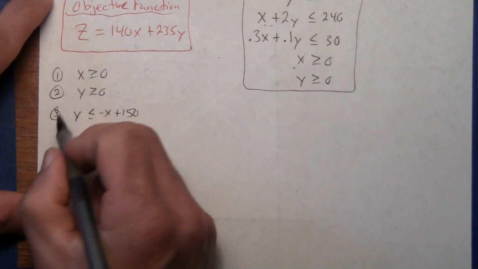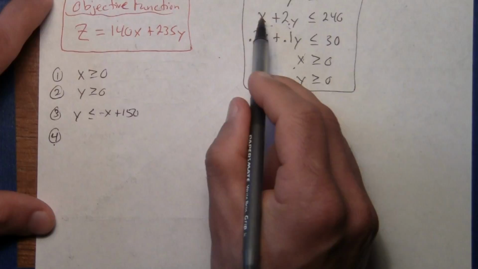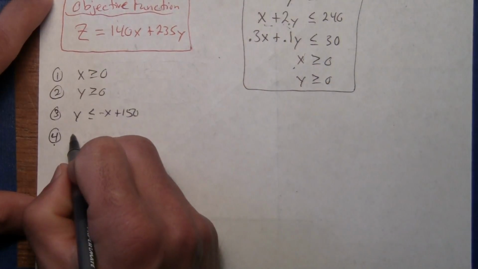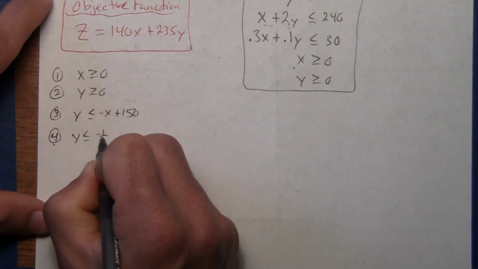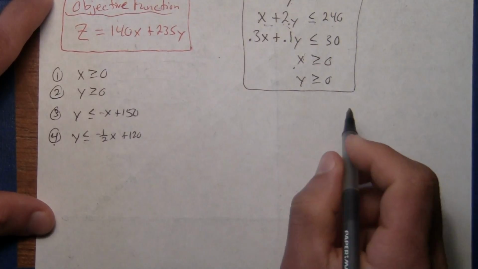If I look at the second one here, this is going to be number 4 here, if I solve for y, subtract x, divide by 2, so y is going to be less than or equal to negative 1/2 x, divide by 2, that should give me 120.